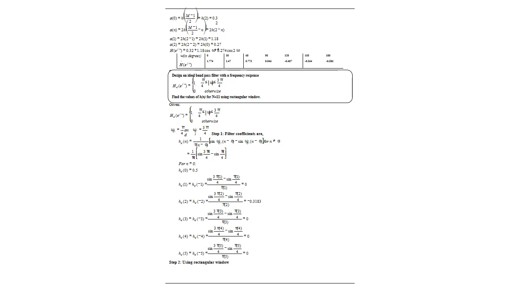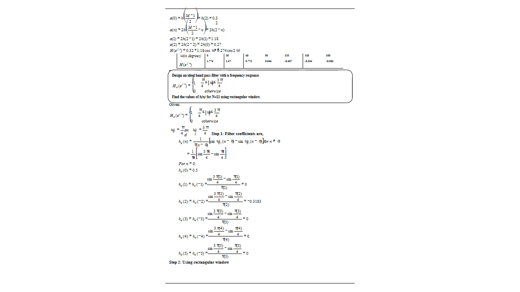So when we substitute the values, we will get 1 by pi times sin 3 pi by 4 minus sin pi by 4. So if n is equal to 0, hd of 0 is equal to 0.5. If n equal to 1, we will get the answer 0. N equal to 2, we will get the answer minus 0.3183. N equal to 3 means 0. N equal to 4 means 0. N equal to 5 also we will get the answer as 0.